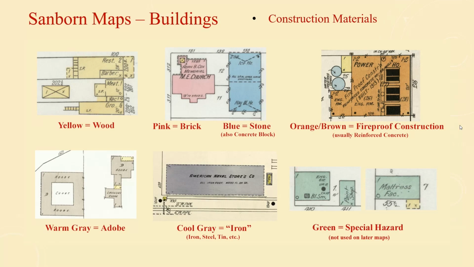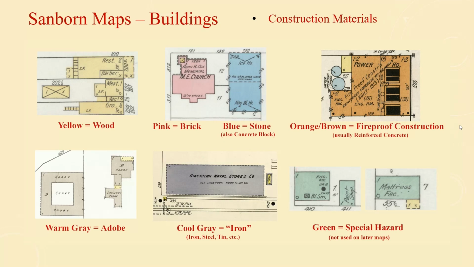They called it iron. In the early days, iron was used to build buildings. Then it went to steel because it was stronger, but they still called it iron. You might even find some tin, like corrugated tin siding, indicated on the maps as iron. So that just covers a variety of metals.